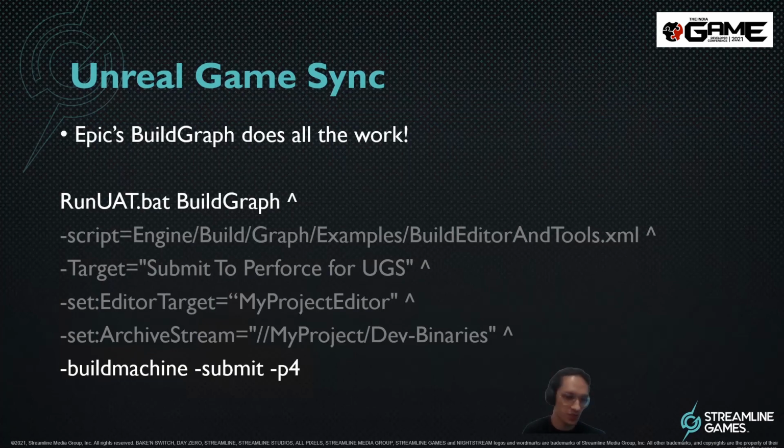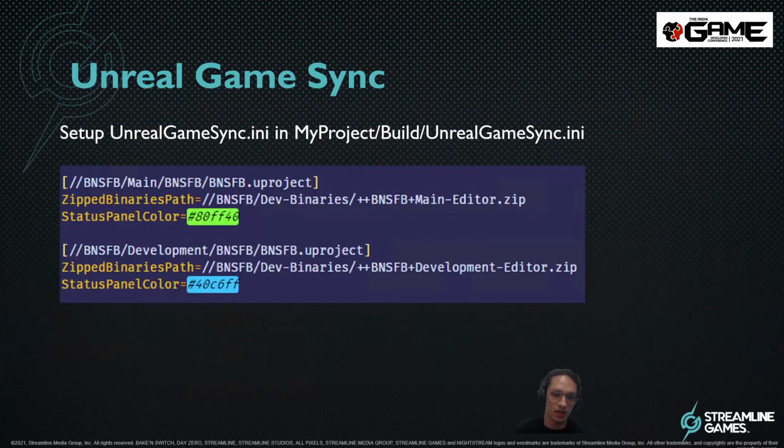And then we see the build machine argument again, very important. It does the same thing here. And the submit and P4 arguments here are required to actually push the results of this script out to Perforce. Then to wrap things up, you'll have to add an Unreal Game Sync INI into your build folder in the project, in which you would specify the zipped binary path, like I had mentioned before, as well as where your U project is in relation to the U project that you're looking for.